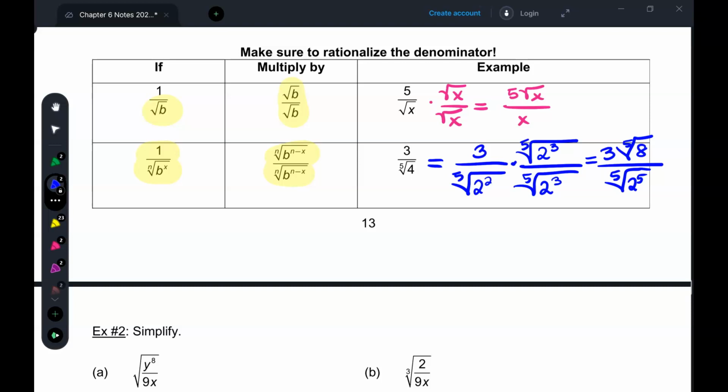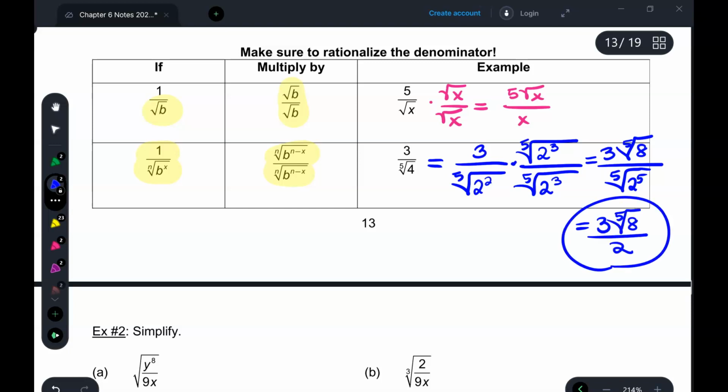So there's nothing I could do with the numerator, but there's a reason I wanted to multiply by 2 to the 3rd, because I want to make these match so they cancel each other out. So I get 3 times the 5th root of 8 all over 2. A little bit messy, I know.